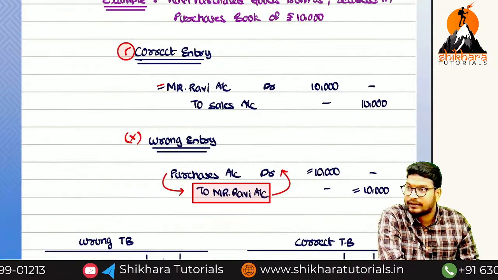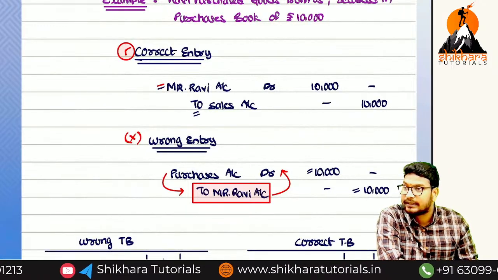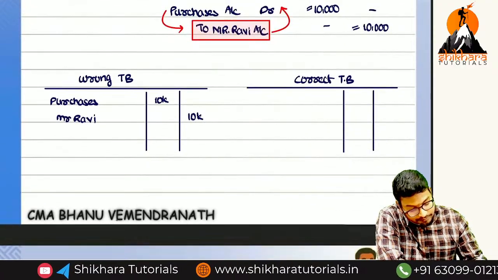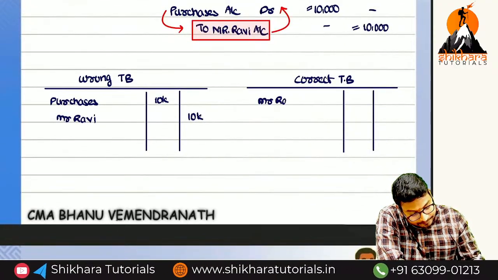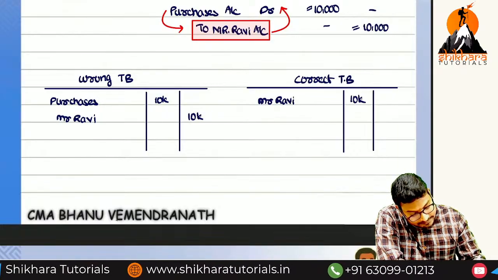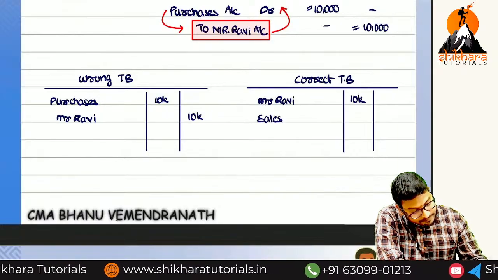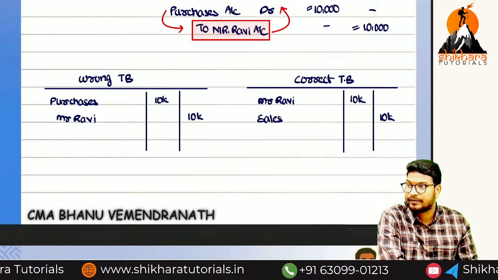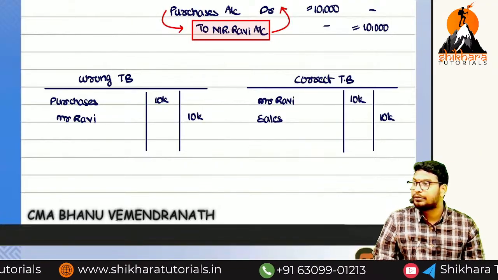When coming to the correct one, ma, Mr. Ravi should be debited and sales should be credited. Okay, now Mr. Ravi 10,000 on the debit and sales 10,000 on the credit. Okay, now this is how you have taken two trial balances.